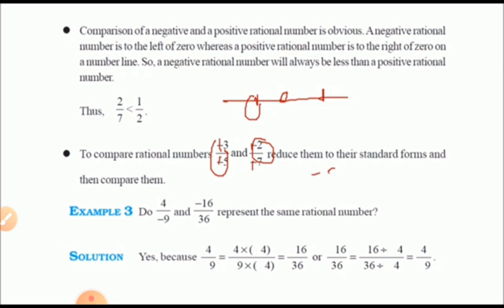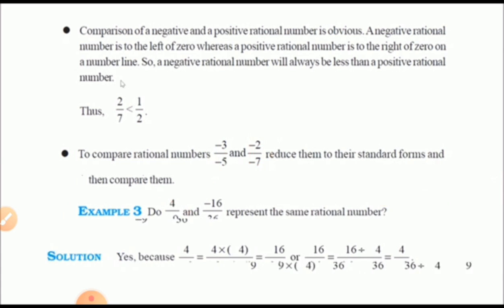Here is example number 3. Let's check out. Do 4 upon minus 9 and minus 16 upon 36 represent the same rational number? Let's check it. 16 upon 36, and we write here 4 4 is 16. Yes, divide by 4, that means 4, and 9 4 is 36. Minus 4 upon 9 and 4 upon minus 9. Both remain the same.